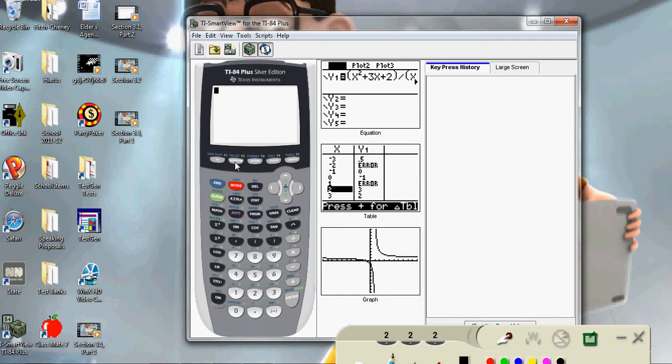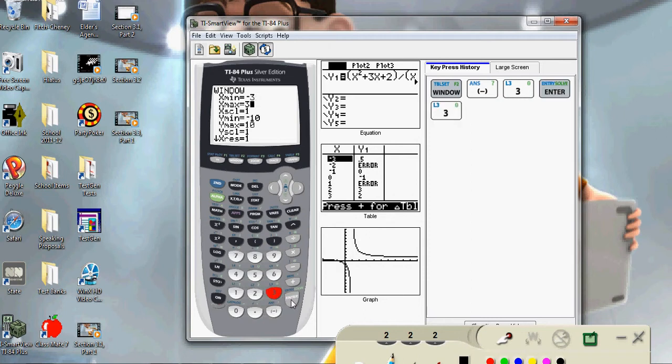Well, I'm going to come here to the window button right here, and I'm going to change my x-min and my x-max. Now I don't want just -2 and 2. I'm going to go 1 on either side. So I'm going to do -3 and 3. And hopefully my y minimum and y maximum are fine at -10 and 10. But we'll see. If not, we may have to come back and change it.